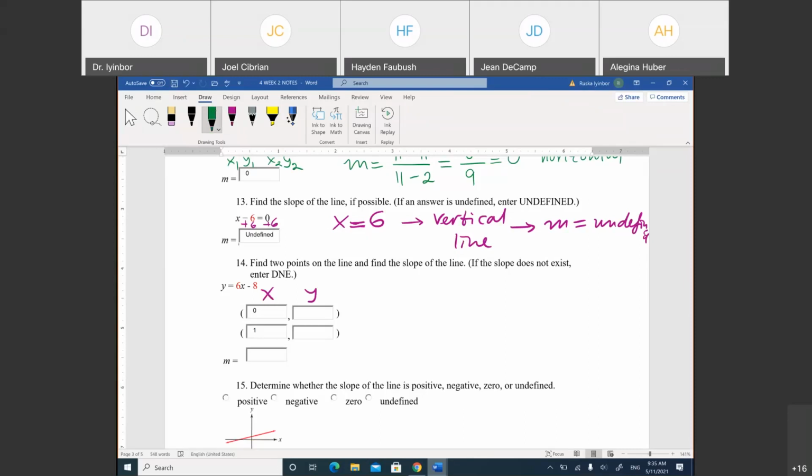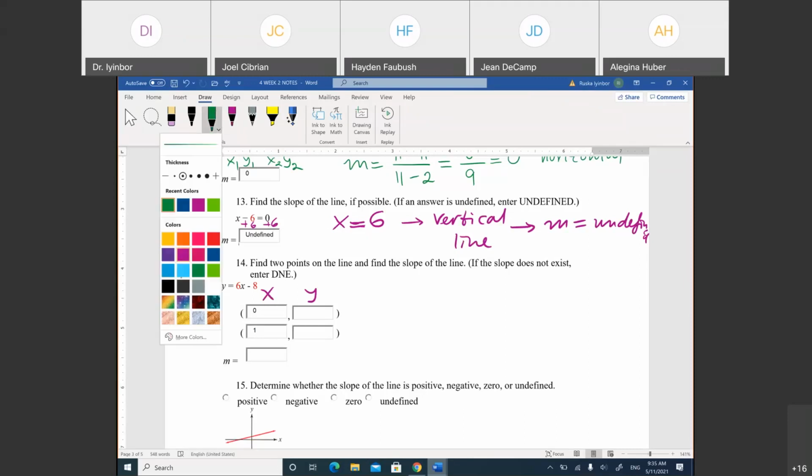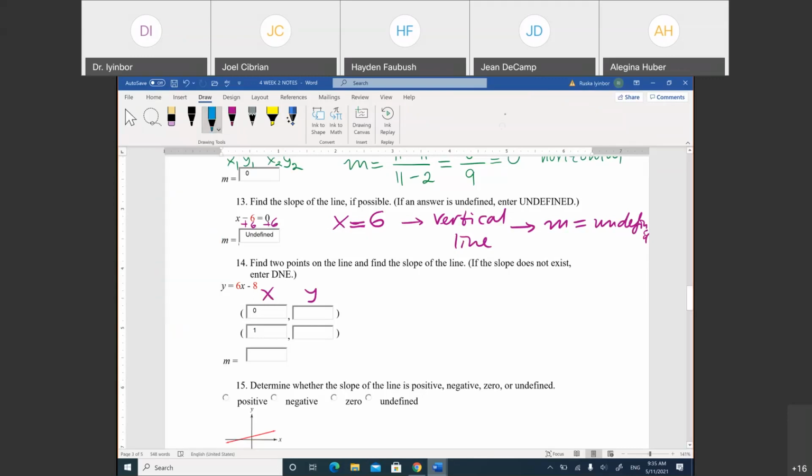So they already give me x is what? X is 0, and I need to follow this equation to find y. So if I want to find this y here, the first point is going to be y equals 6 times x minus 8. What is x? They give me x is 0, right? And 6 times 0 is 0, so I'm going to get negative 8. So the y coordinate for the first point is going to be minus 8.